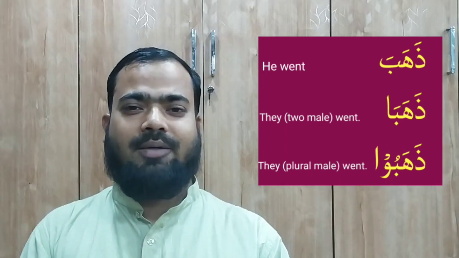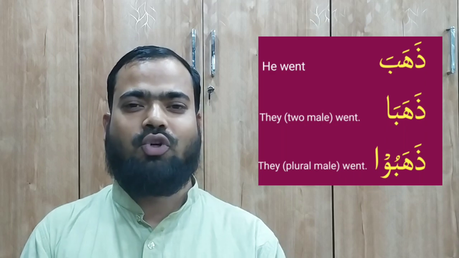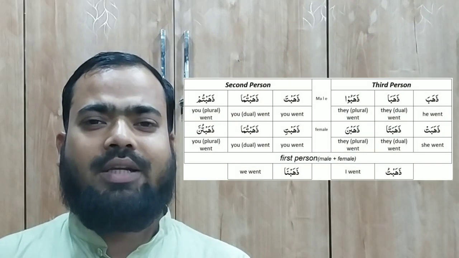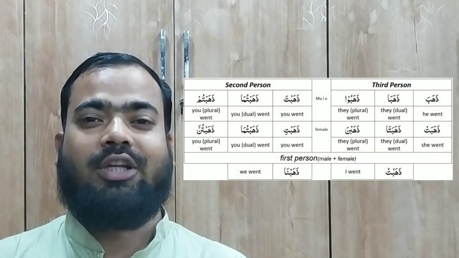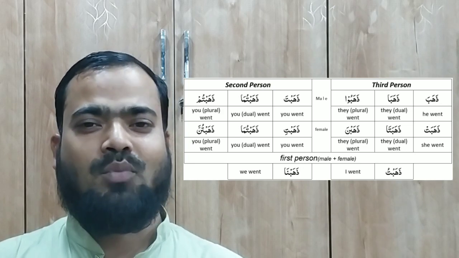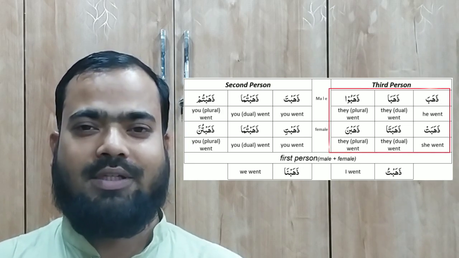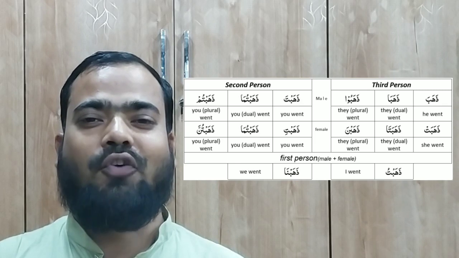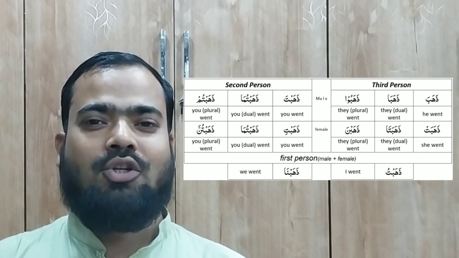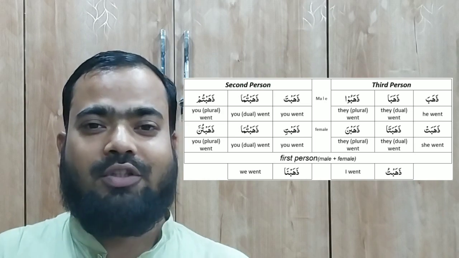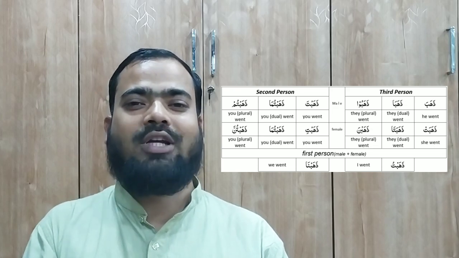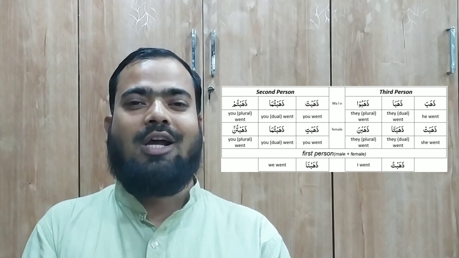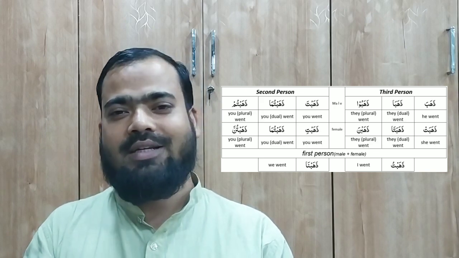So these are just 3 examples, and to know all the 14 forms of the verb Zahaba, let's take a look at this chart. This chart has the conjugation of all 14 forms of Zahaba. First 6 forms are for third person, second 6 forms are for second person, and last 2 forms are for first person. So let's learn all the forms of this verb Zahaba one by one, and all you need to do is just focus on the ending of the verb and see how the verb changes for different subjects.